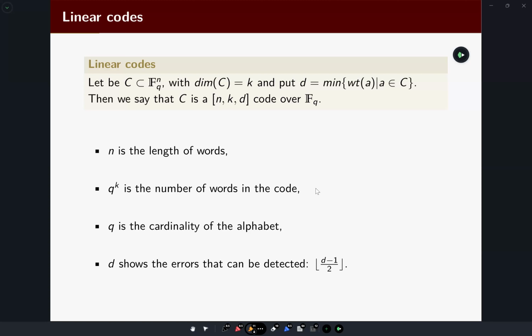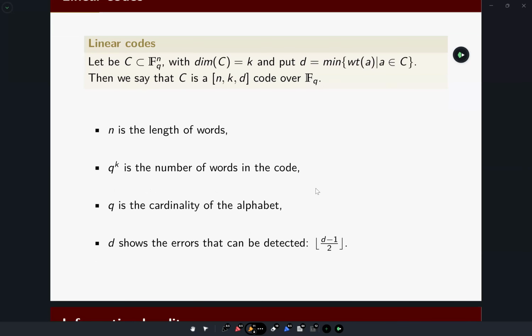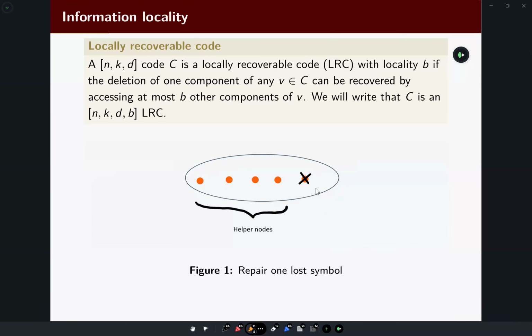Now, this is a nice overview of the meaning of the parameters, where n is the length of the word. Of course, k is related to the number of words we can use in our code. And d is usually one of the most important parameters because it allows us to know how many errors we can detect. Okay, now, what is a locally recoverable code then? A locally recoverable code is basically a linear code with the additional property of locality.